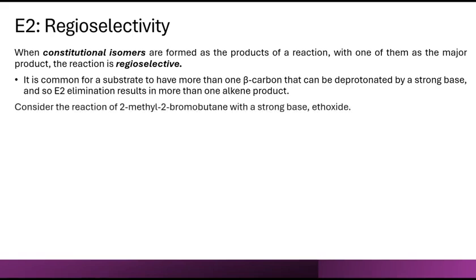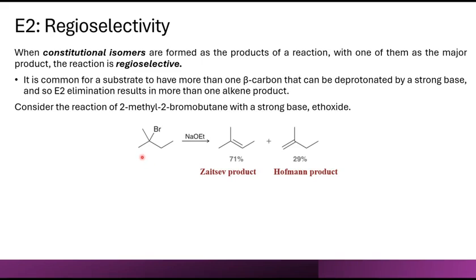Let's consider the reaction of 2-bromo-2-methylbutane with a strong base, ethoxide. Here is our substrate, and it has 2 different types of beta carbons. We have the 2-methyl groups that count as 1, and we have the CH2 group here that counts as the second one. So this is a beta carbon, and this is a beta carbon, as well as this one, but they're the same. We can have either the more substituted alkene as a product, or the less substituted alkene as a product. The more substituted one is the one that's thermodynamically favorable.